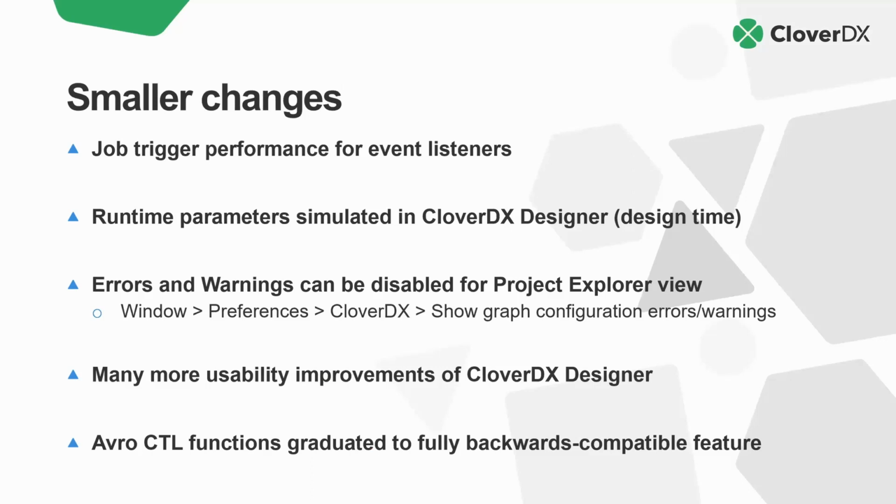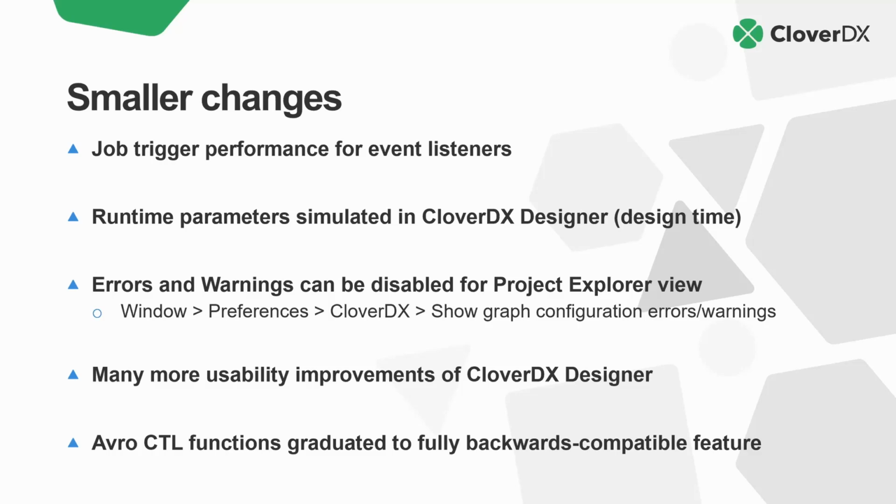Some smaller changes. We improved performance for job triggers in event listeners. Previously, those triggers could only run sequentially. In 5.13, they can run in parallel.